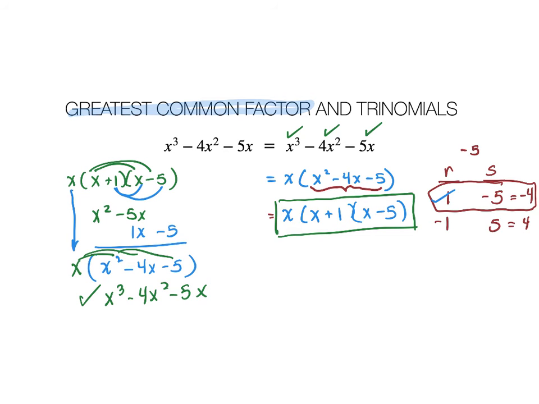So again, you just do the GCF, and then you use that little RS method.